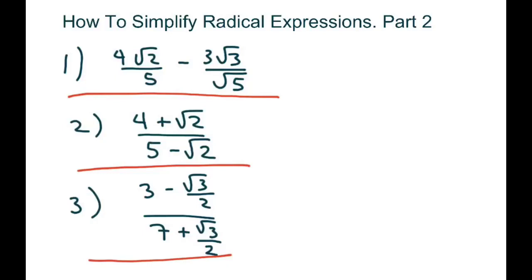Hi everyone, we're going to simplify radical expressions again. This is part 2, and these are the 3 problems we're going to do.